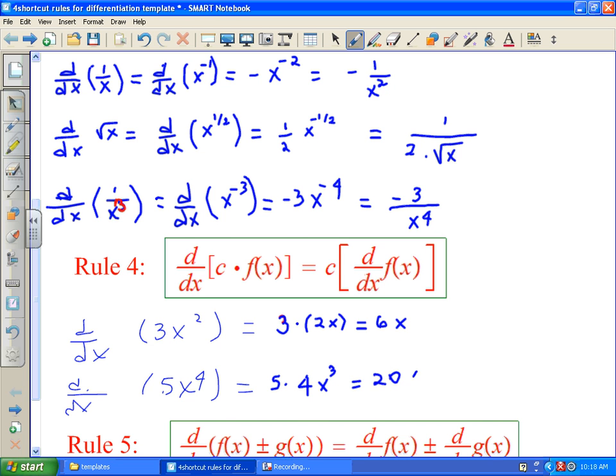Okay. And in the future, you may want to do this in one step. Just eliminate this middle step I have here. When you bring the 4 down, it's going to get multiplied by the 5. So you write down the 20 and subtract 1 from the power. That's your x cubed. Okay.